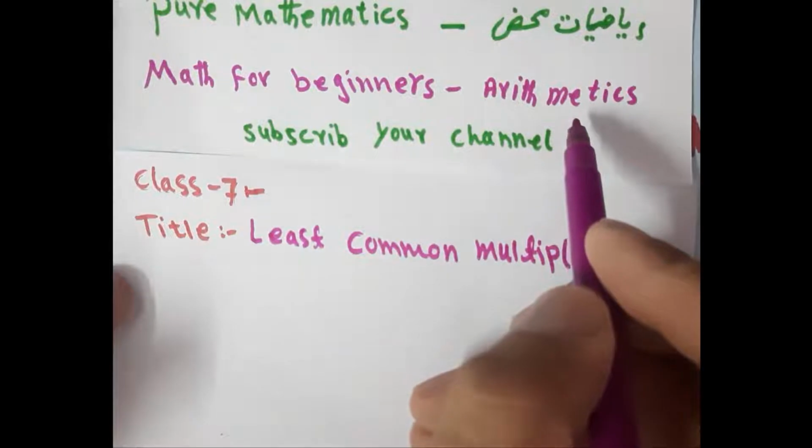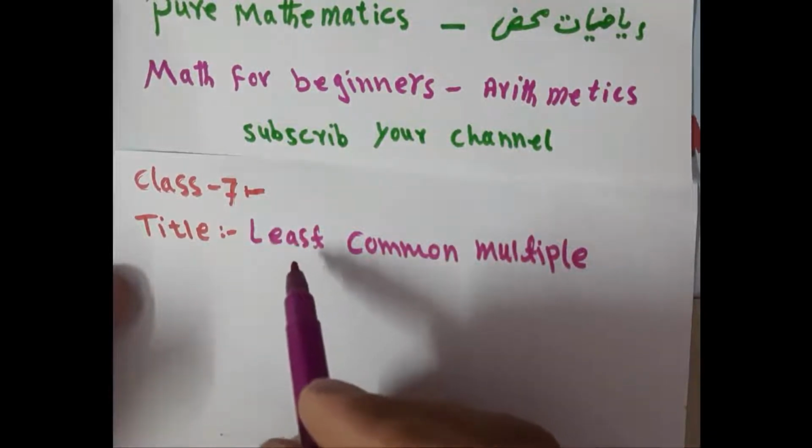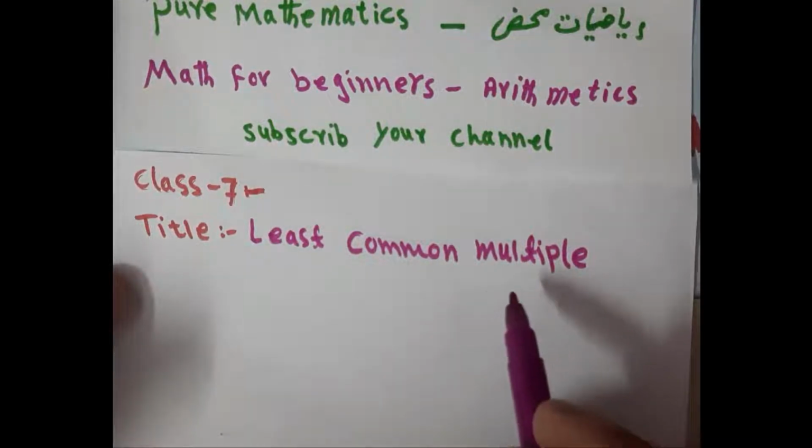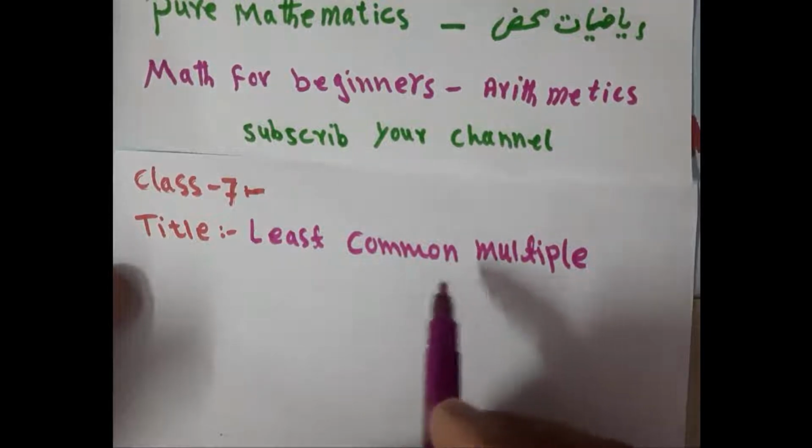Mathematics for beginner, arithmetics, class 7. Title of our lesson is least common multiple. In this lesson we will explain about least common multiple.